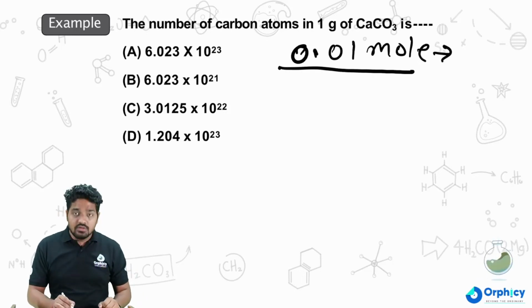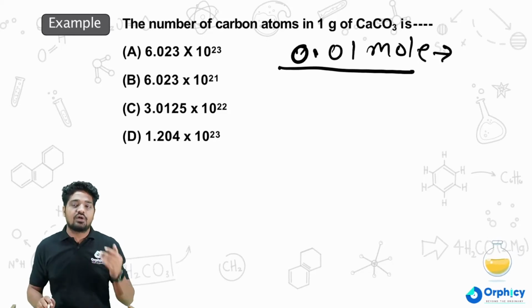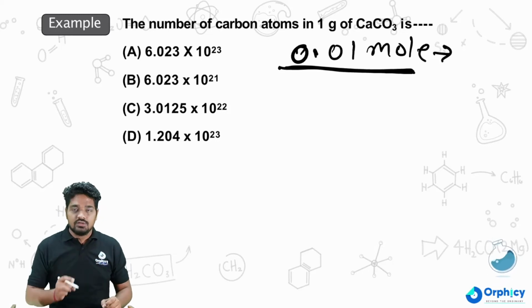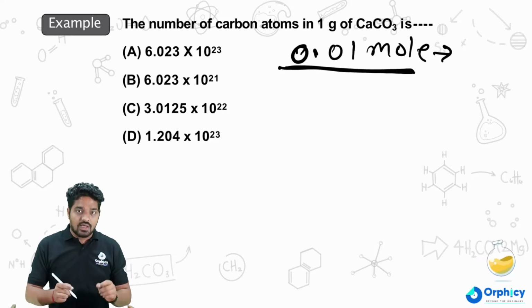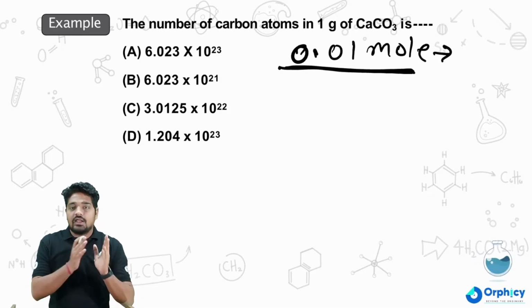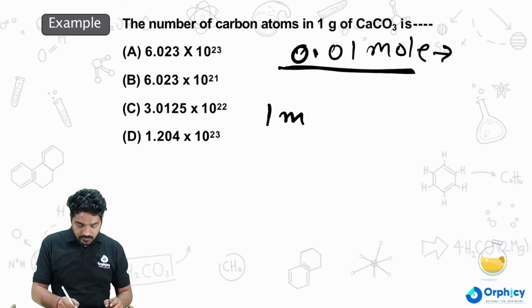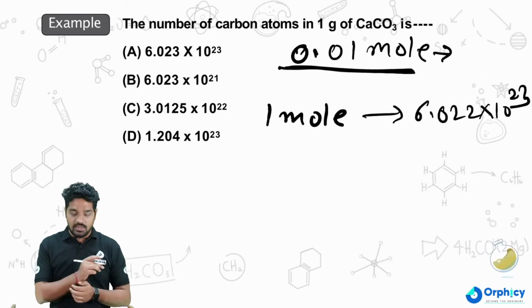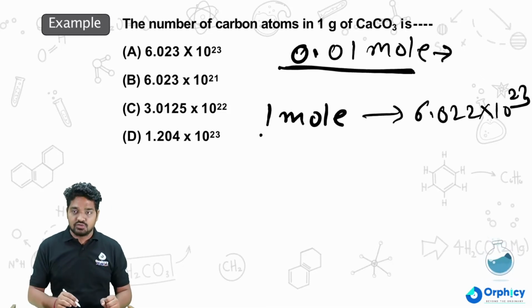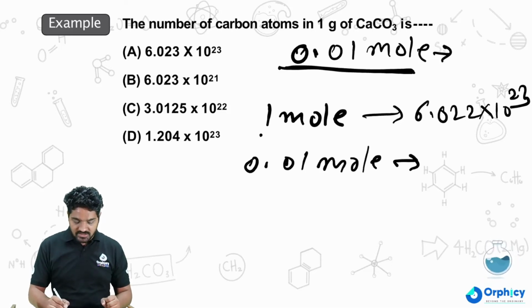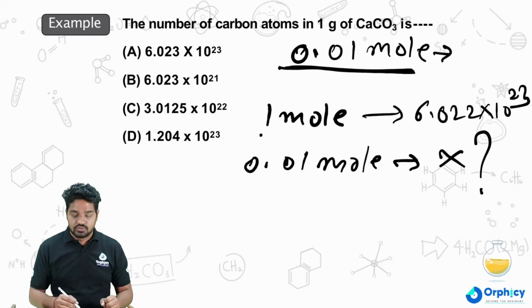So if I have to count the number of particles or number of atoms of each element in this number of moles, how is it possible for me? So I can simply do a unitary method again. When 1 mole equals 6.023 into 10 raised to the power 23, एक मोल के अंदर अगर इतने एटम्स होते हैं तो 0.01 मोल के अंदर कितने होंगे? Guys, this is very simple.